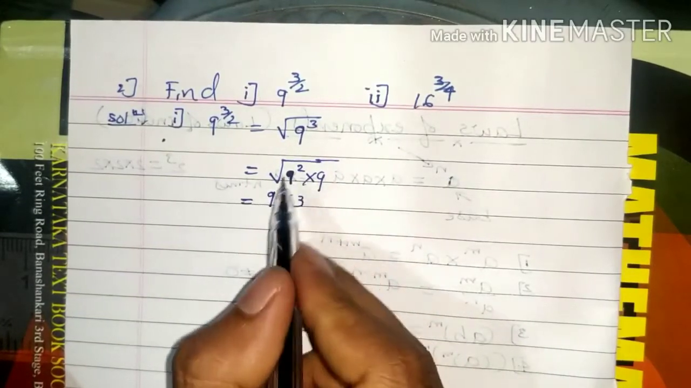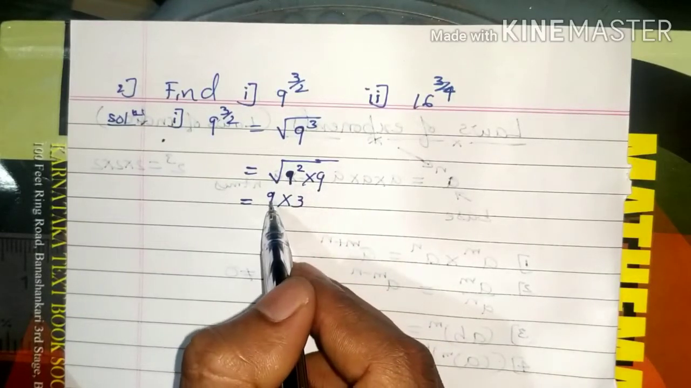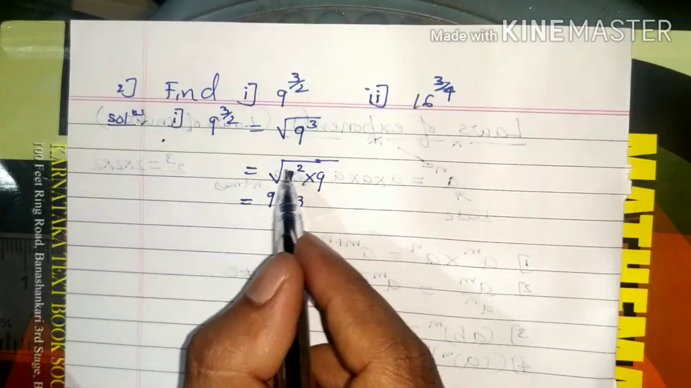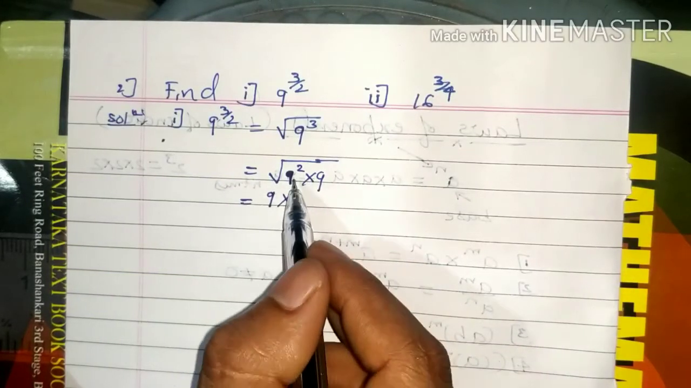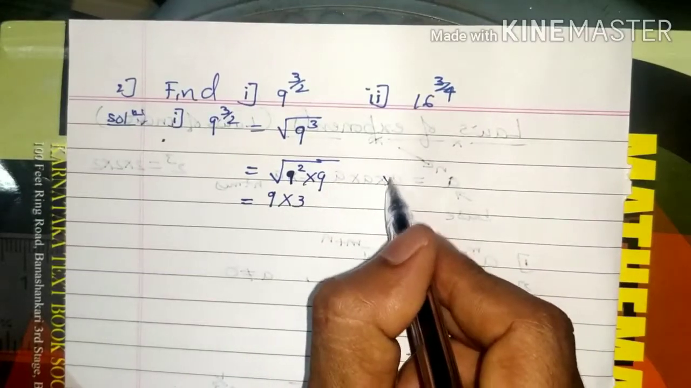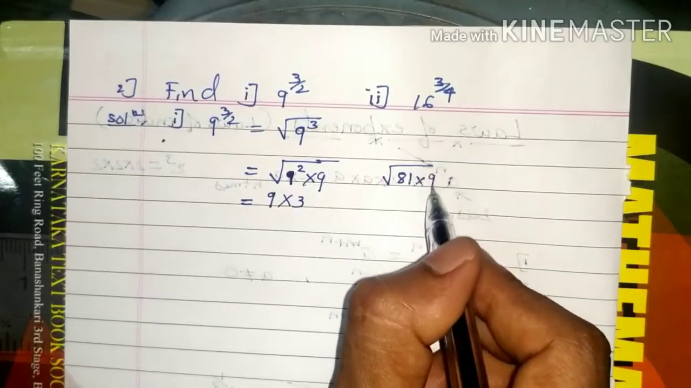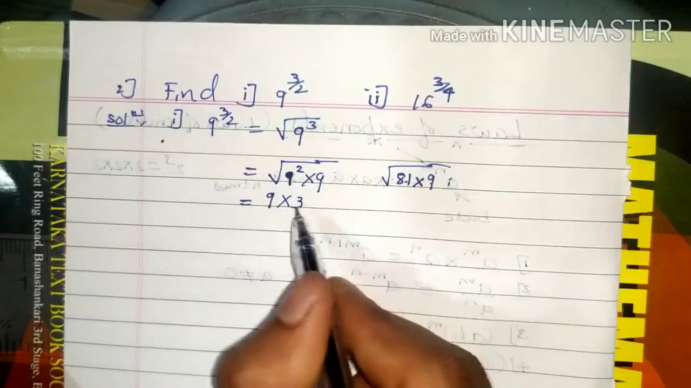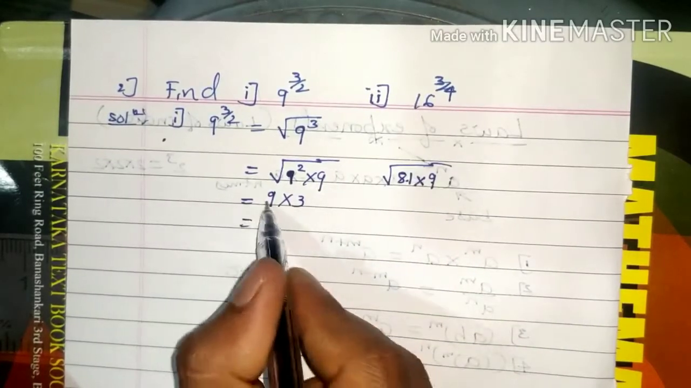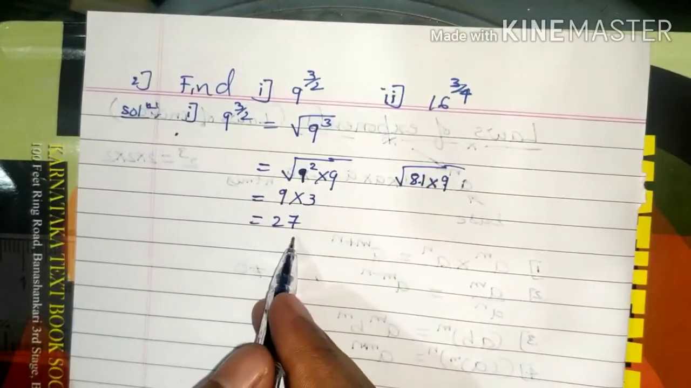So root of 9 squared, 81, so the root of 81 is 9. So that's all. Whenever you have 2 here as the square root, then just write this number, or if you have confusion you can simplify like this also. Root of 9 cubed is 81 into 9. Then 81 becomes 9 and 9 becomes 3. So that is equal to 9 times 3, which is 27. So the answer for this is 27.